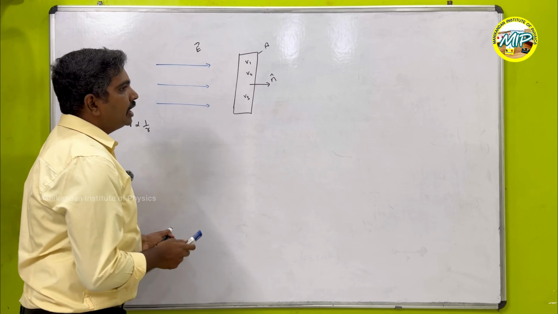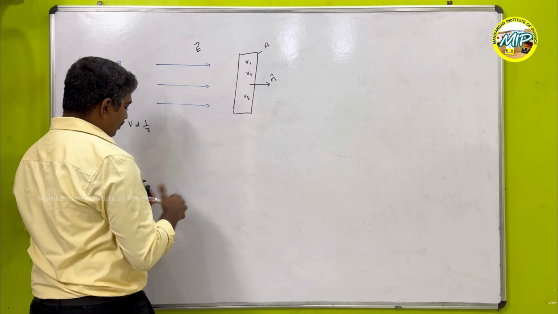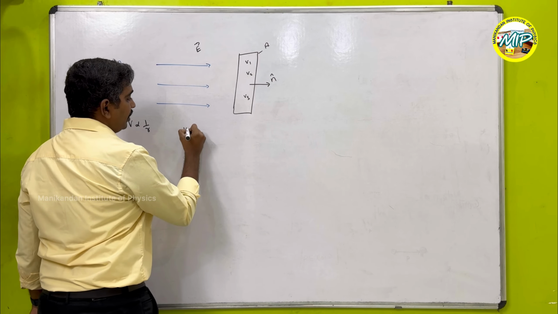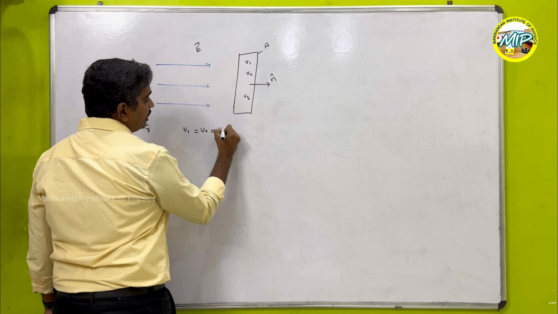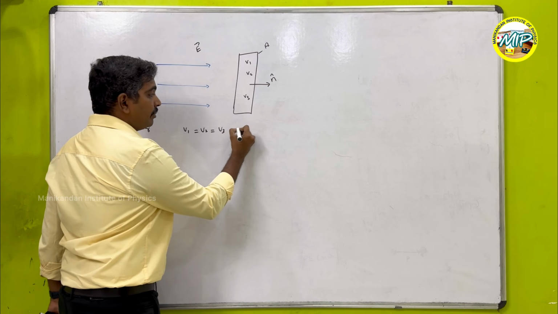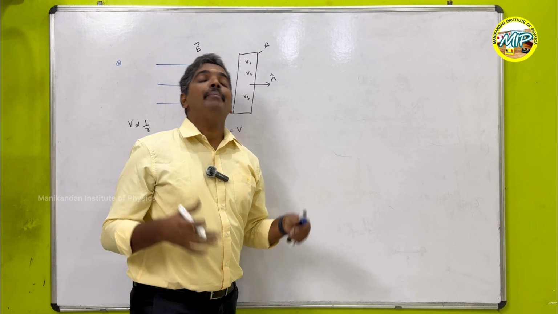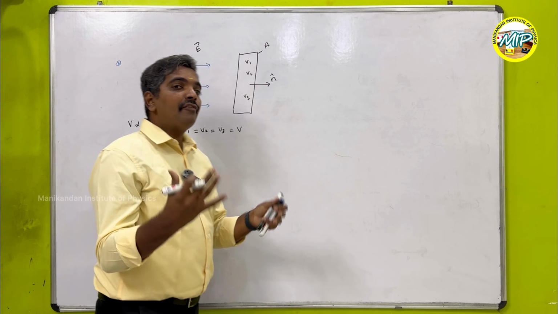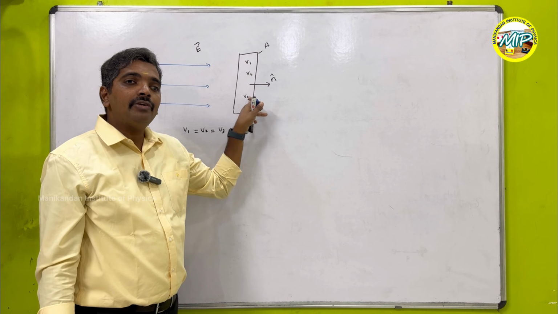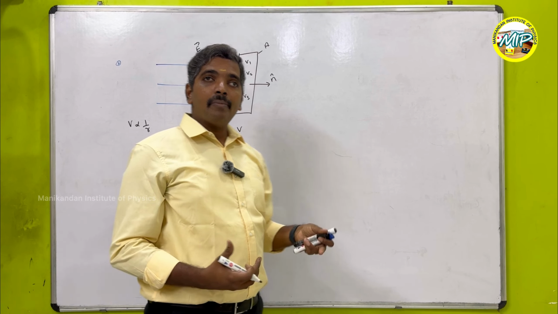If my potential throughout the surface is equal, what's happening? If I simply write V1 equal to V2 equal to V3, the potential difference is 0, right? My potential difference is going to be 0. If my potential difference is 0, my work done is also going to be 0. If you want to move a charge from one point to another point, the amount of work done is going to be 0.